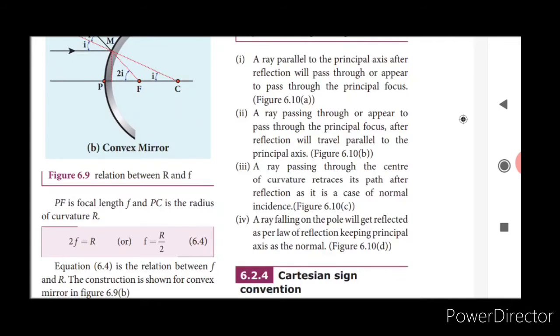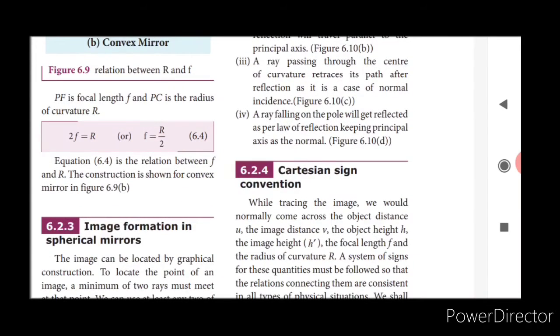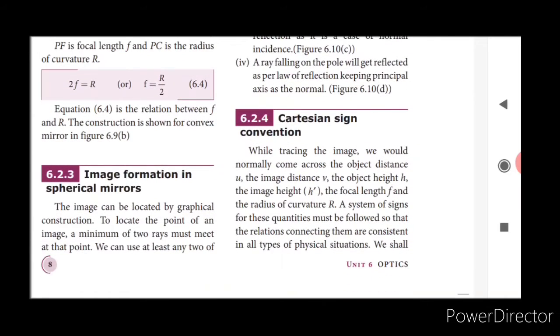So if the pf is the focal length f and pc is the radius of curvature, then 2f will be equal to r, then f equals r by 2. So from here, the focal length is half of the radius of curvature. The next thing is important, a 3-mark question: image formation in spherical mirrors.